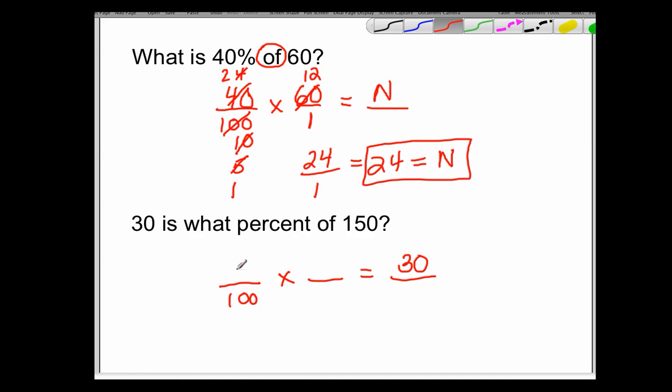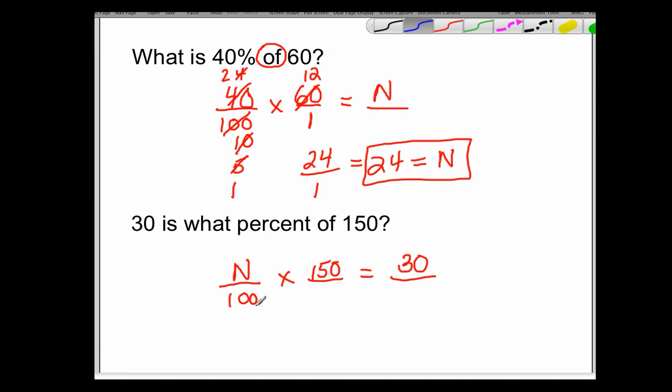No. Therefore, I'm going to use the variable n. Of means to multiply. 150 will go right after the multiplying. Alright, now this is kind of tricky. n is not by itself. Not by itself at all. So in order to get n by itself, n is now being multiplied by 150 and divided by 100.